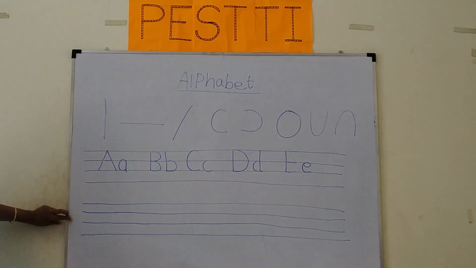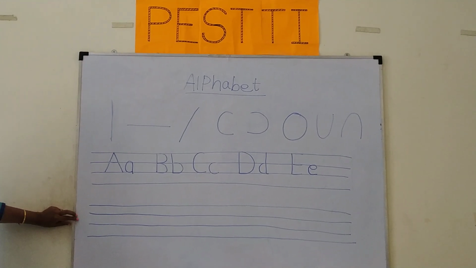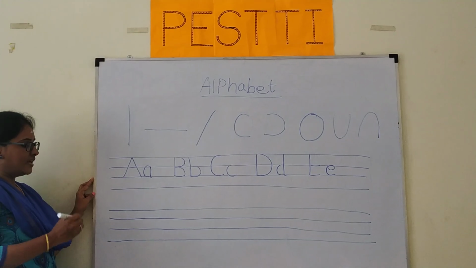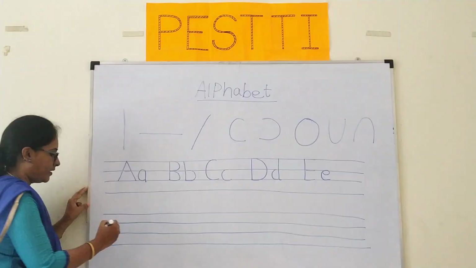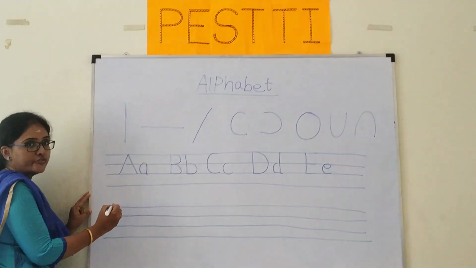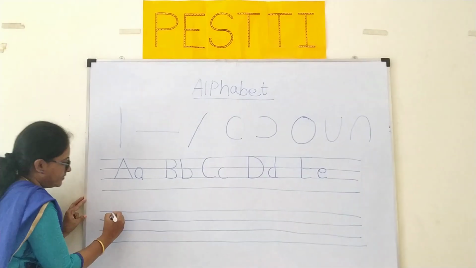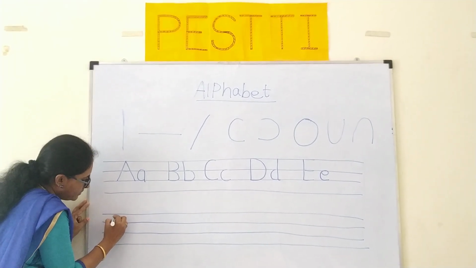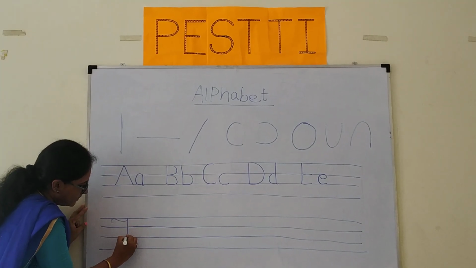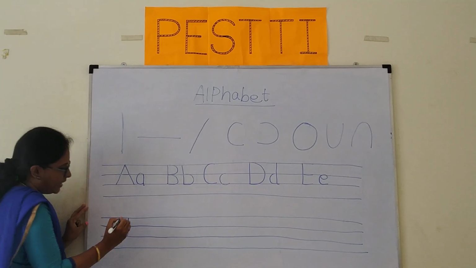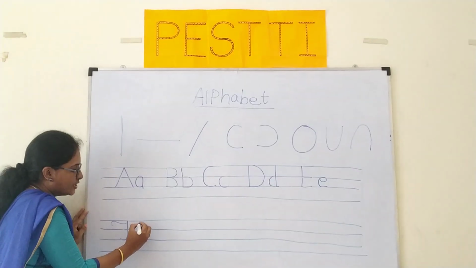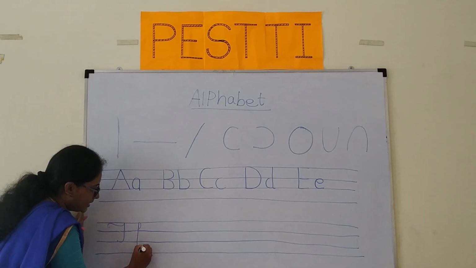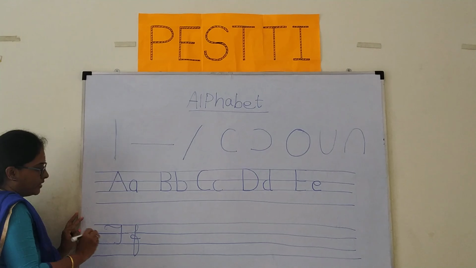Now we will see the cursive. Now we will see cursive alphabet. F. Fish. From the top of the line, F. Now we will see small f. From the top of the line till the bottom.